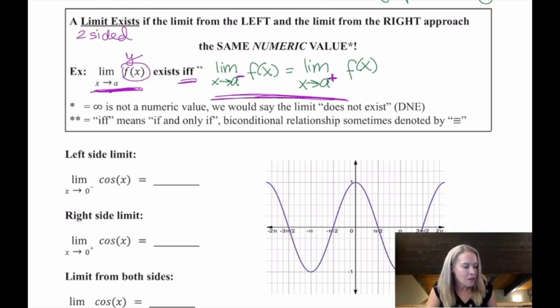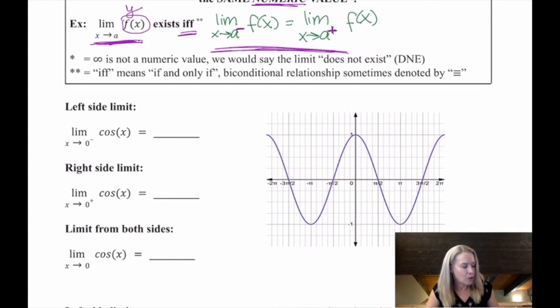And again, the limit, in order to exist, has to be a numeric value. Basically, you have to remember that infinity is not a numeric value. Infinity means that the graph is unbounded and going on forever and ever, up, up, up, or down, down, down. So we're talking about a real numeric value. Let's take a look at a couple of examples.